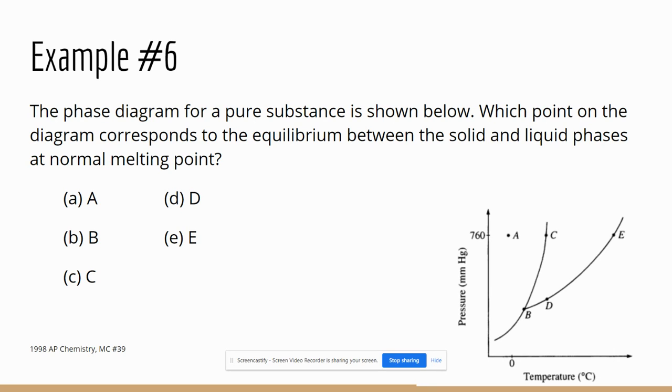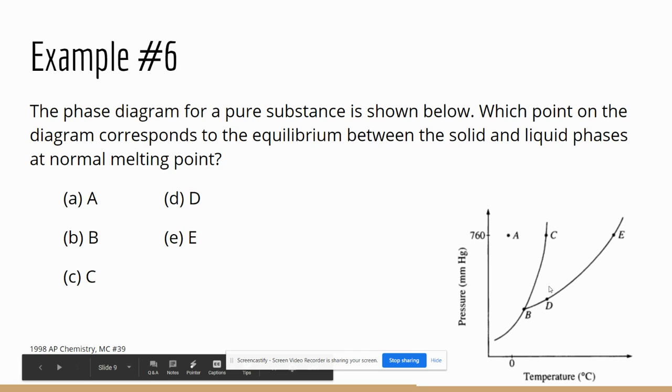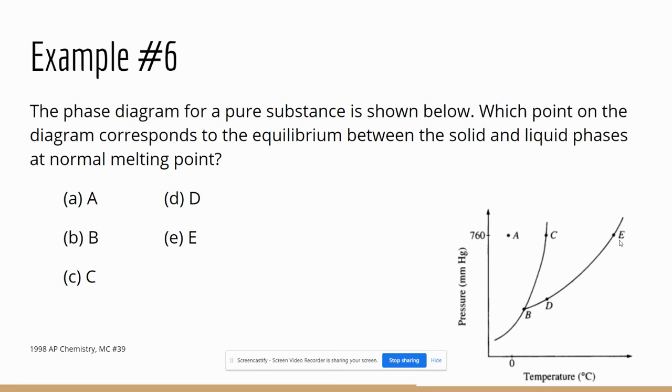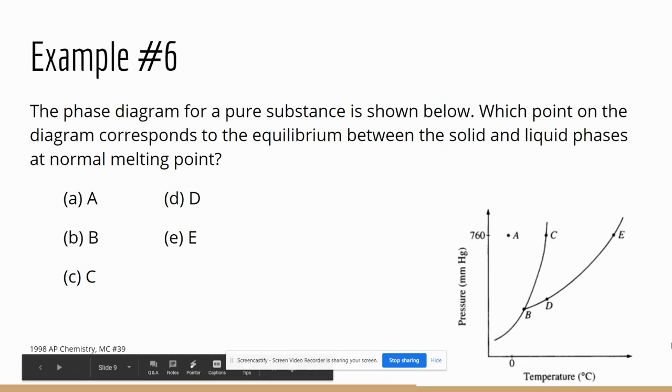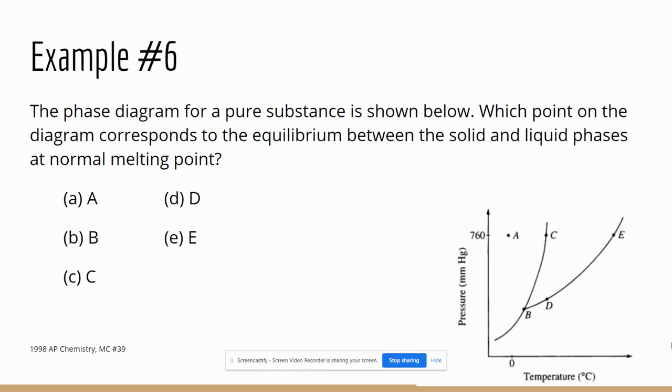All right, so I'm looking for an equilibrium between solid and liquid. So I'm going to look for anything along this line. So you could say D and you could say E, and both of the answers would be correct. Either way would work. Pretty sure that there was more information in the question that made it such that you had to pick D or E when this was on the 1998 AP exam.